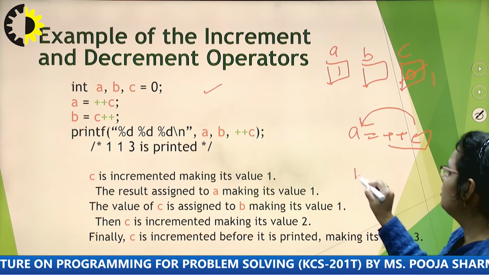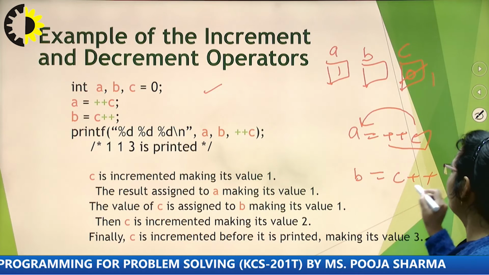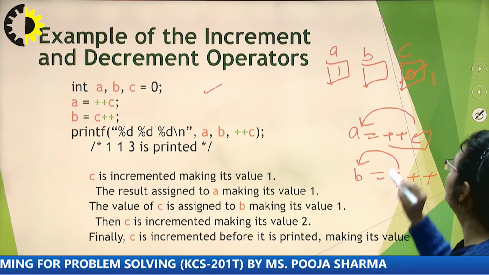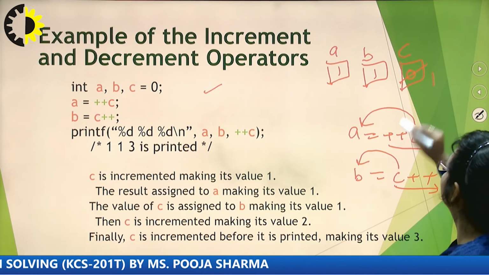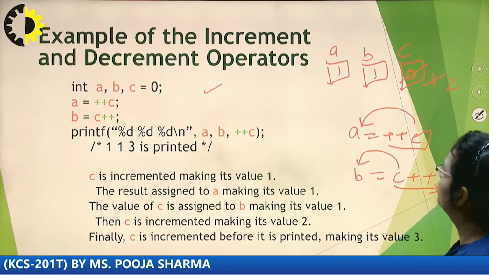Then we have an expression B equals C plus plus. First of all, the value of C would be assigned to B, and currently C has 1. So it would be assigned to B, and then the value of C would be incremented on its own. So it would become 2.